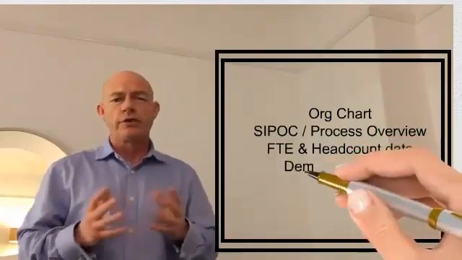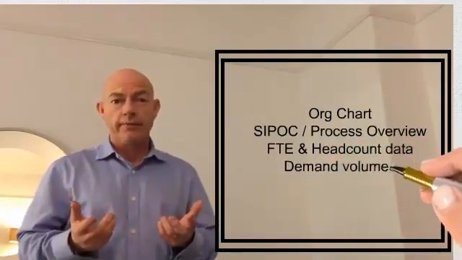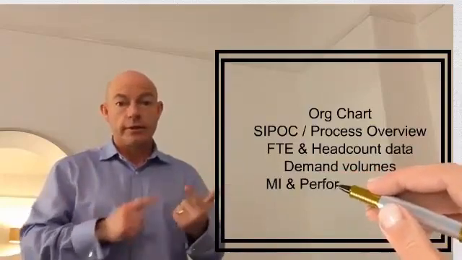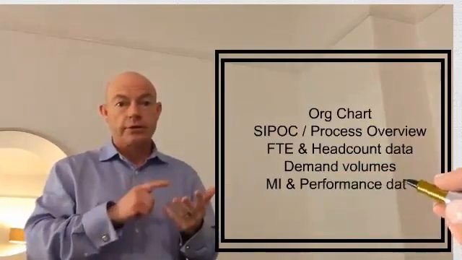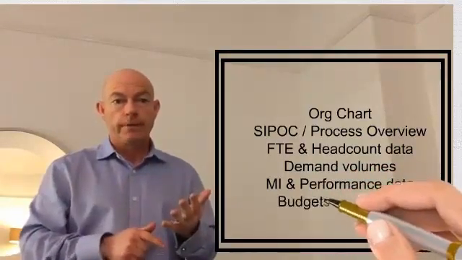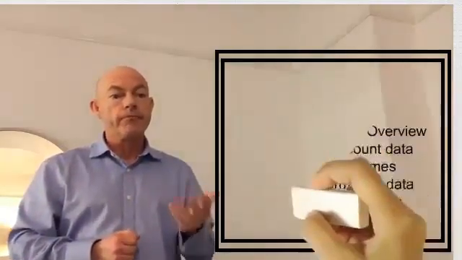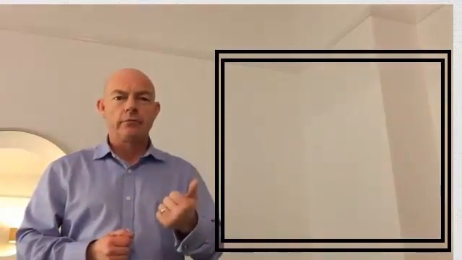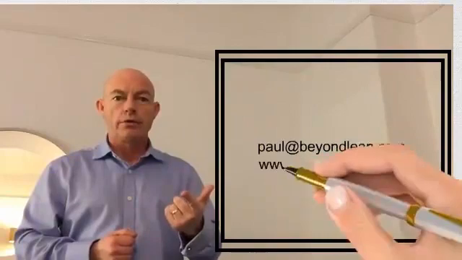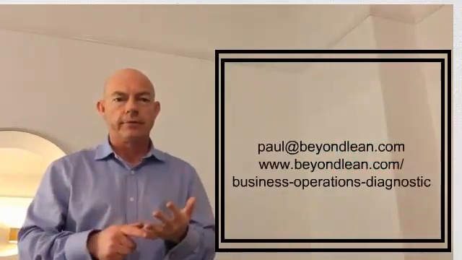You want some sort of process overview, SIPOC, if you can get it. SIPOC stands for suppliers, inputs, processes, outputs and customers. So if the area has one of those, that's ideal as a starting point. You want to know the FTE numbers for that area, the headcount, the working hours, the working patterns, shift patterns.